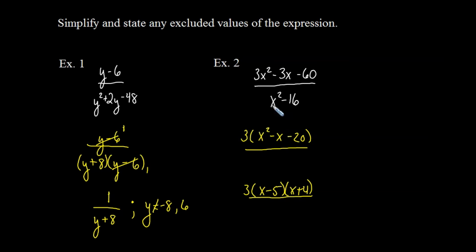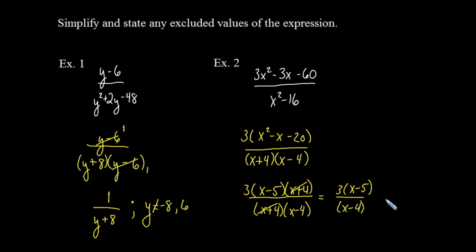In the denominator, we have x squared minus 16. Well, this is the difference of two perfect squares. So we'll take the square root of both terms, x and x. Square root of 16 is 4 and 4. One is positive, one is negative. And then we have a completely factored expression. We will then cancel in a one-to-one fashion any common factors that we have. Then we can rewrite our polynomial as 3 times x minus 5 over x minus 4.